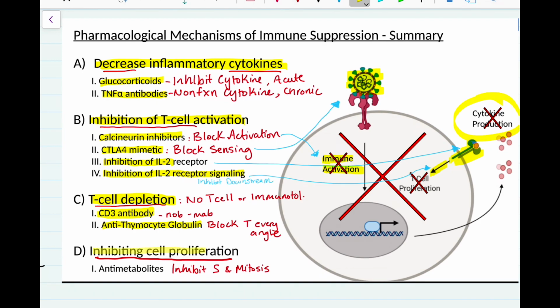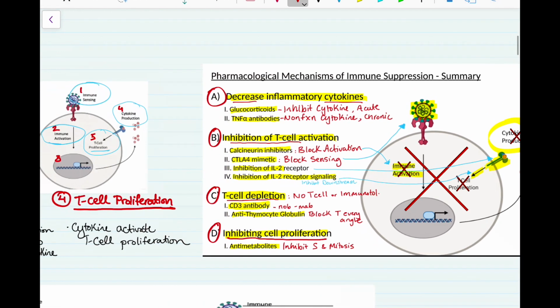Lastly, we inhibit cell proliferation, and these are antimetabolites. So this is back to basic biology, where they will inhibit either the S phase or inhibit mitosis. So that's the overview. We'll be talking about these four mechanisms of action: decreasing the cytokines, inhibiting T cell activation, total T cell depletion, or inhibiting cell proliferation. Now let's jump into it.